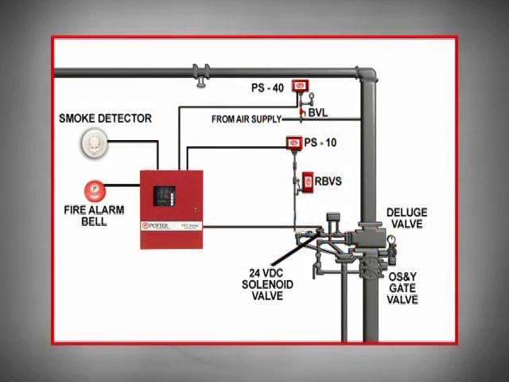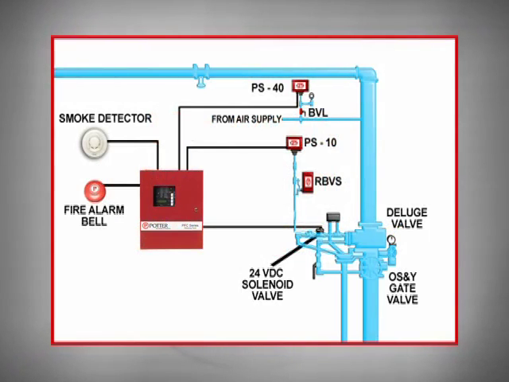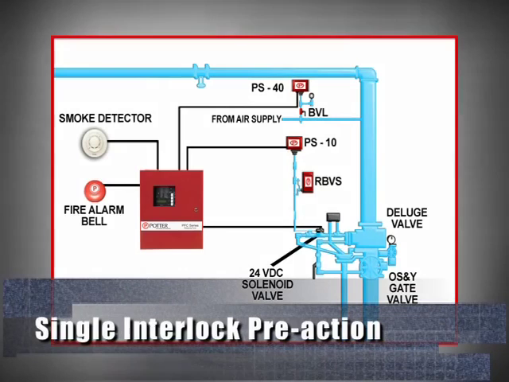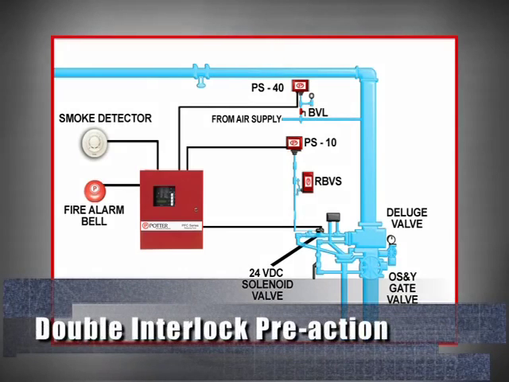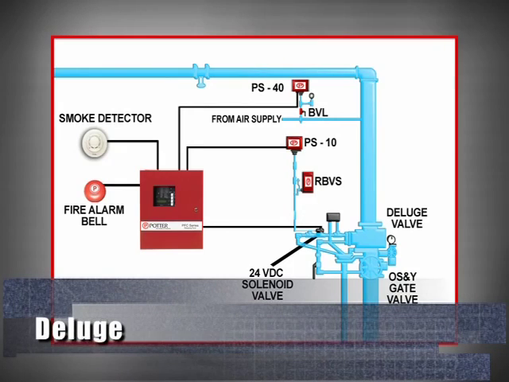Releasing systems are basically dry pipe systems that use an electrically operated control valve instead of a dry pipe control valve. There are 3 basic types of releasing systems: single interlock pre-action, double interlock pre-action, and deluge.